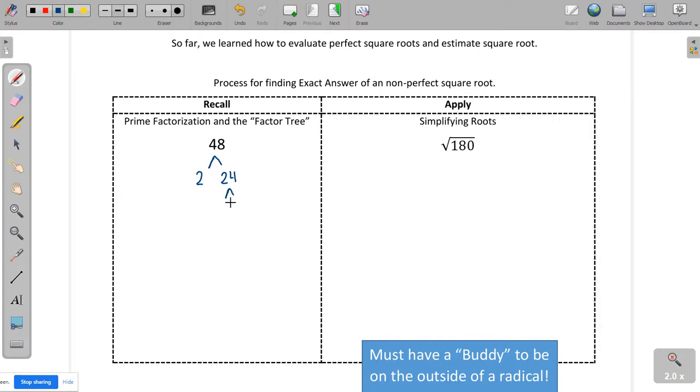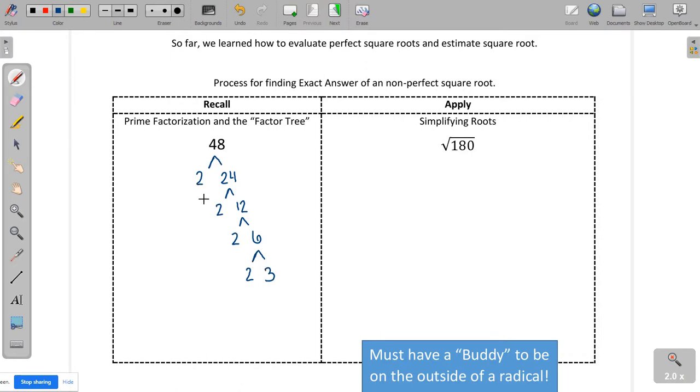So what divides into 24? 2 does. And 2 goes into 24 12 times. And then we can break open 12. 2 goes into it 6 times. And then 6 we can break open. 2 goes into it 3 times.